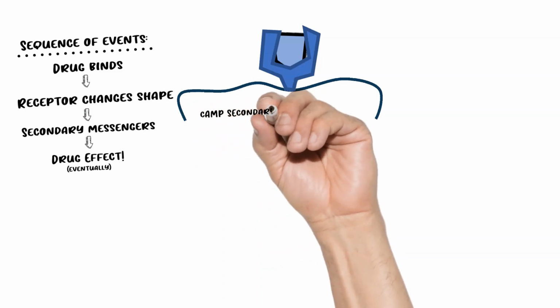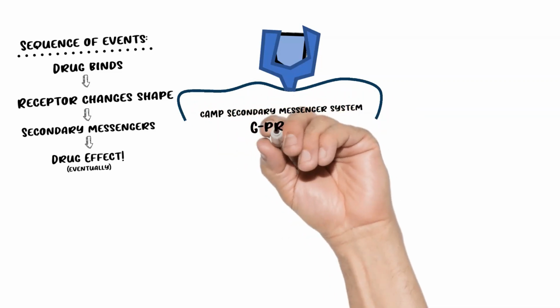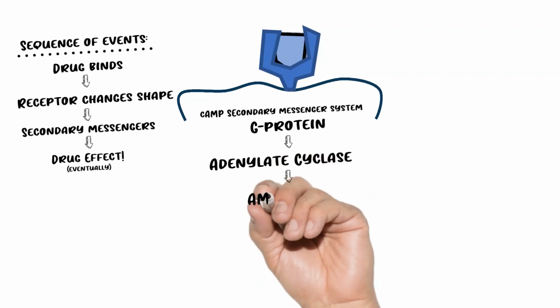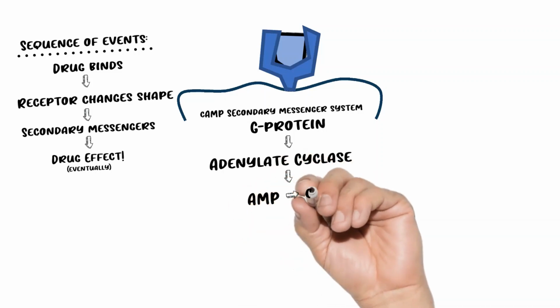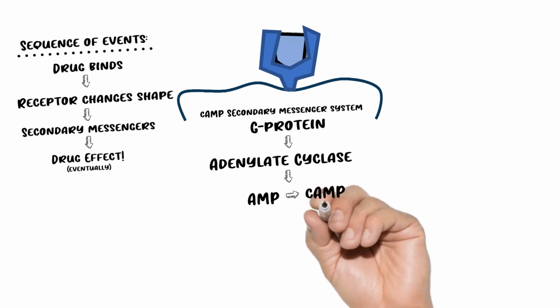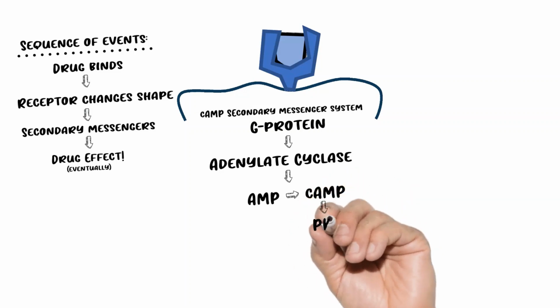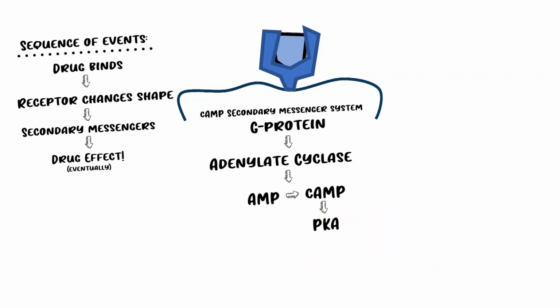So for the cAMP system, when the receptor is bound, the G protein becomes active. This activates adenylyl cyclase. Adenylyl cyclase converts ATP to cyclic AMP, which is cAMP. cAMP is a secondary messenger. And then cAMP activates downstream effector enzymes. The main one typically is protein kinase A. And then protein kinase A phosphorylates numerous enzymes.